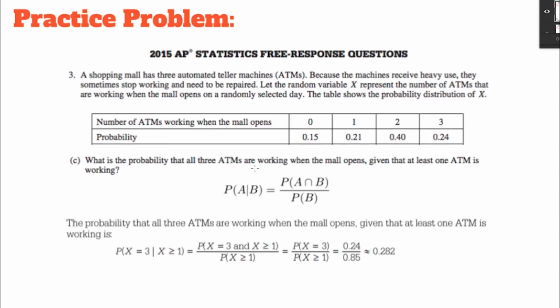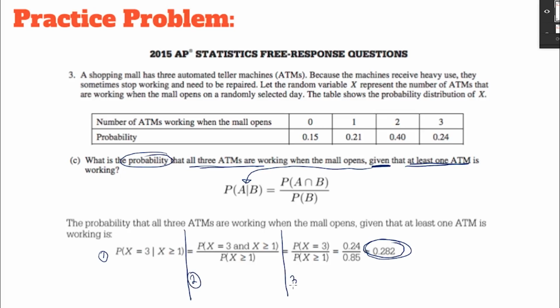In this part, we want to find the probability that all 3 ATMs are working when the mall opens, given that at least one ATM is already working. Part C is testing us on conditional probabilities. While the question is mostly testing how well you can manipulate probabilities, it's still important that you're able to get the probabilities from the probability distribution.